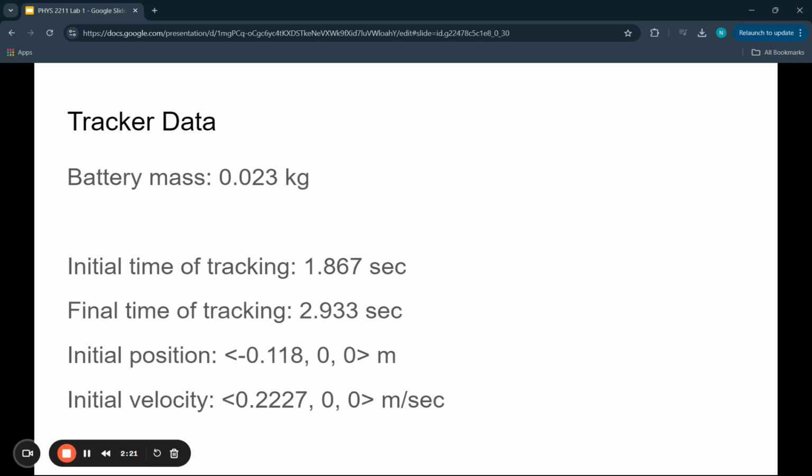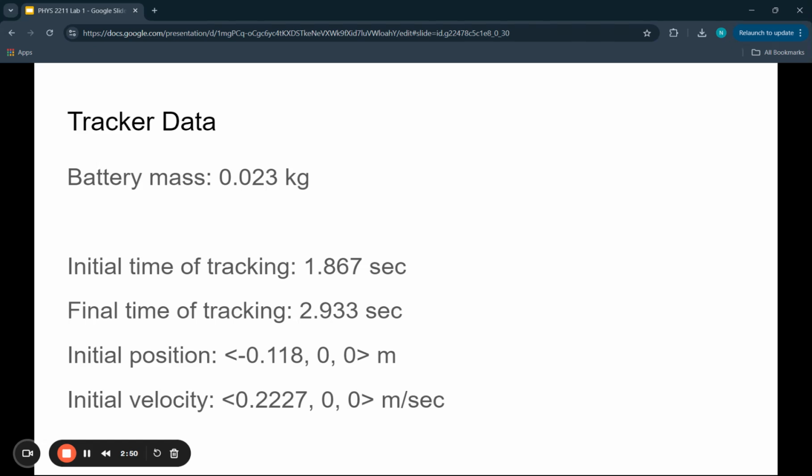So this is the important data for our tracker observations. The mass was 23 grams, or 0.023 kilograms. The initial time of tracking started at 1.867 seconds. This was actually a conscious choice because before then I was pushing the battery, which is an external net force that would cause the velocity to change over time. The final time of tracking was 2.933 seconds.